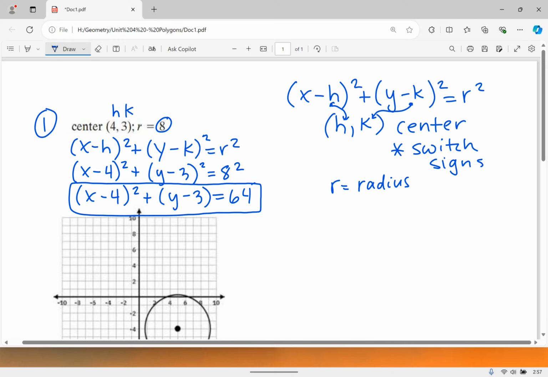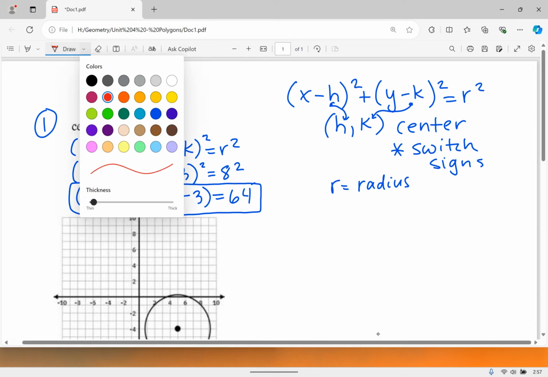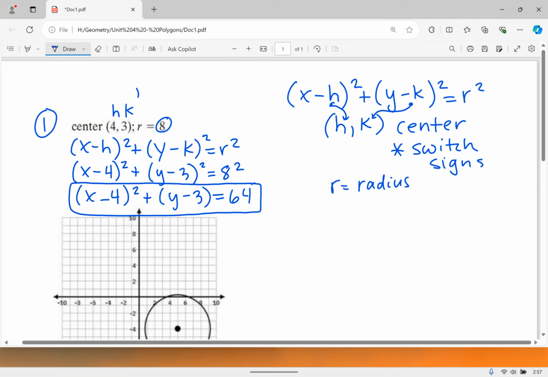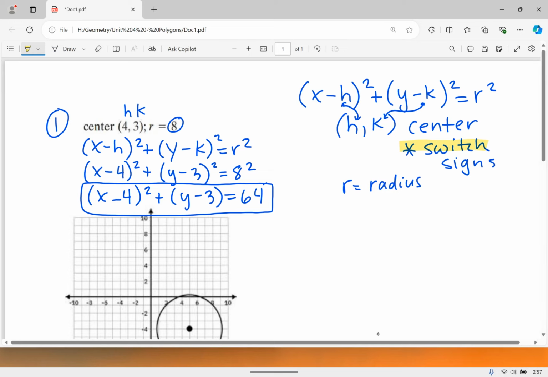Keep in mind, hypothetically, if that center was negative 4, 3, then I would want this to now become a positive 4 because it's going to switch the sign when I plug it into the equation. In the given example, they are both positive, which is why that would be a negative and a negative. But don't forget that when you are writing the equations, you want to switch the signs.